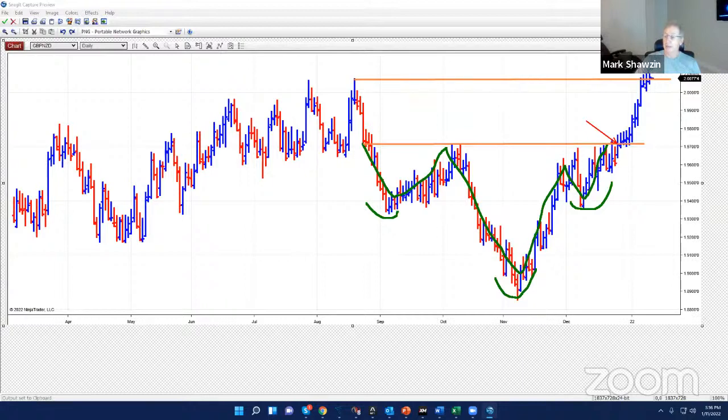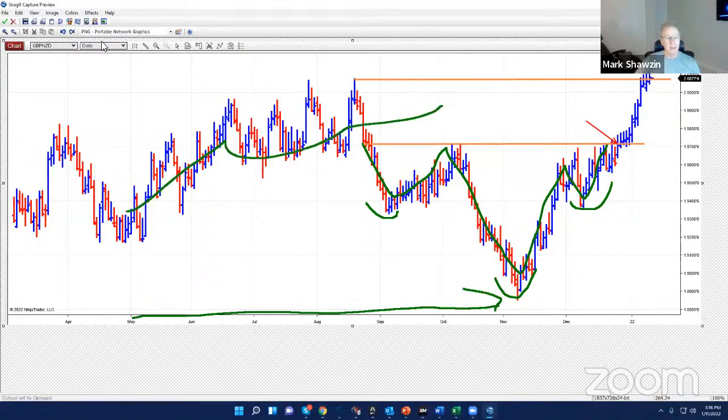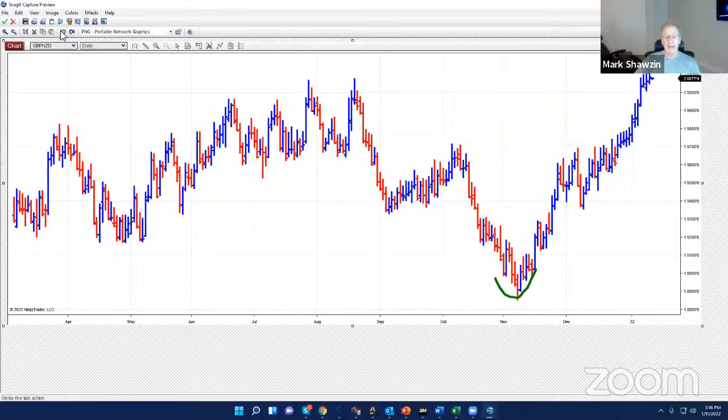Simon says, do you use cup and handle? So I use everything. To me, this is what I look at: patterns, price action and patterns. All you see here is time and price. There's no volume, moving averages, or any kind of complicated things where you're looking for some magic crossover. I can stand back and look at this picture.